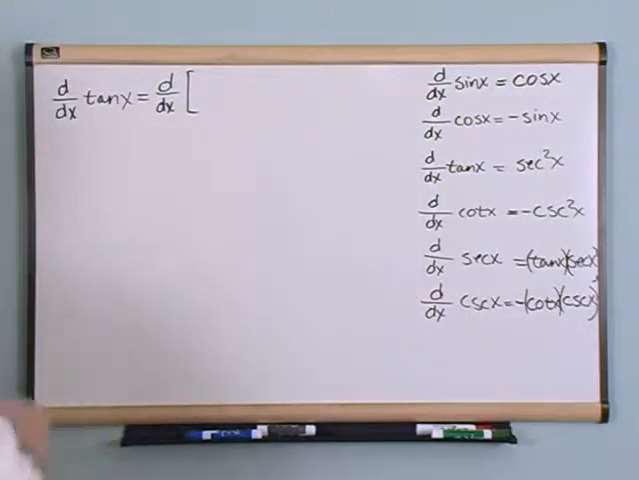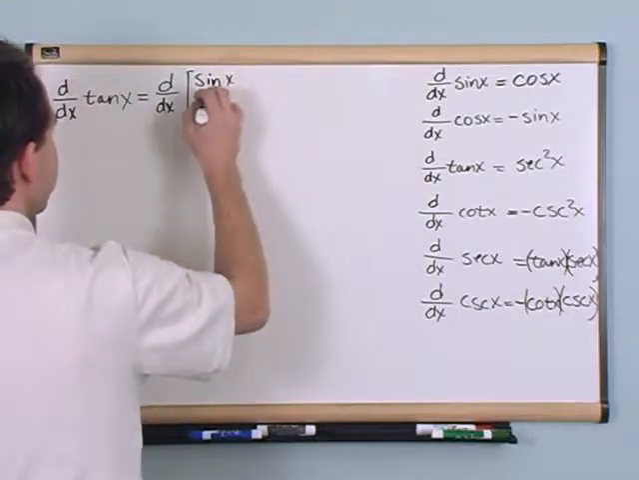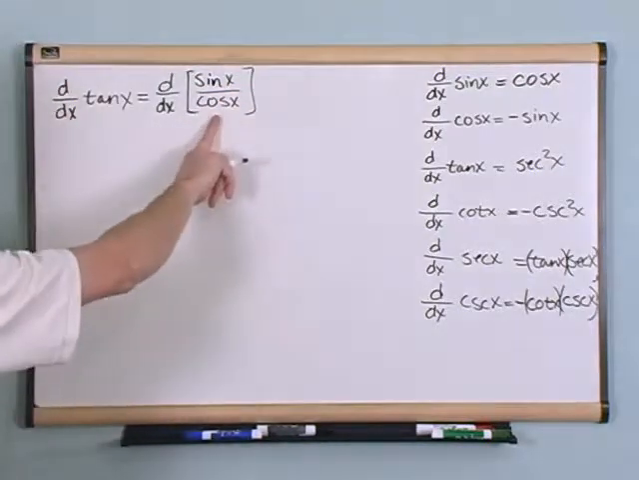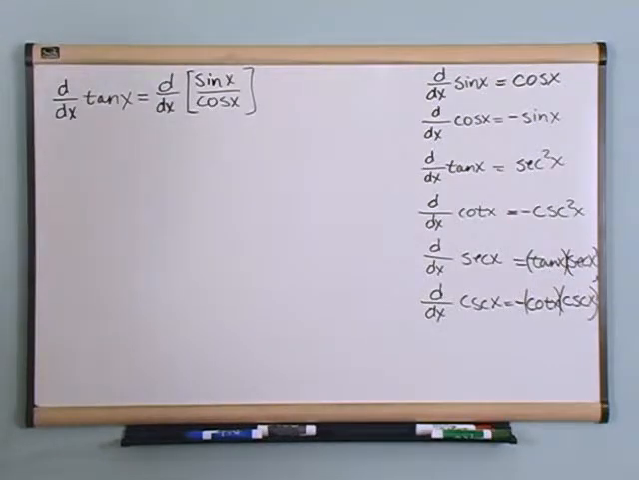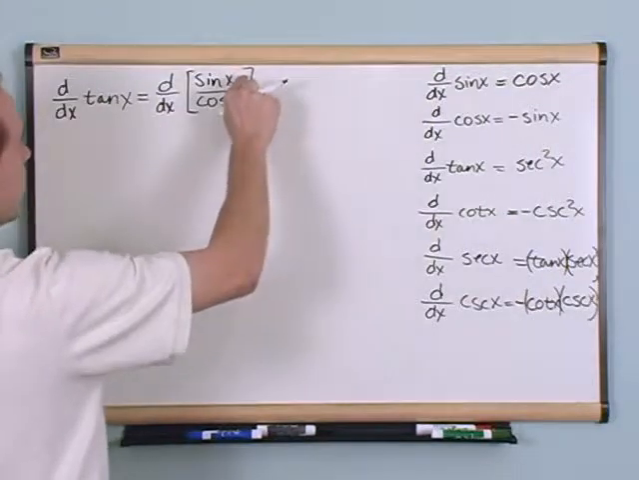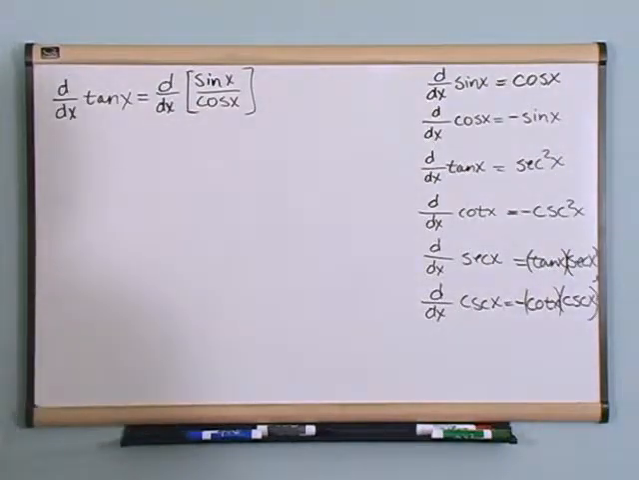If you remember back from your trig, the tangent function is simply defined by definition as the sine of x over the cosine of x. That's a definition. This is something that's just true. It's not anything I'm proving to you. That's what tangent is equal to. So what I need to do is take the derivative of a function that is a function of x divided by another function of x.